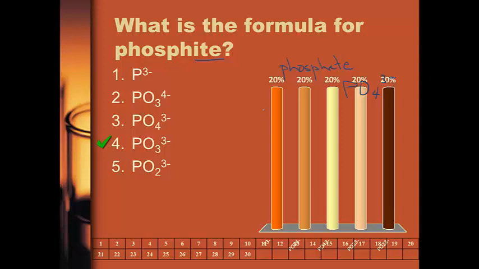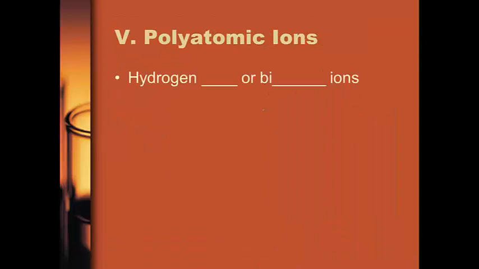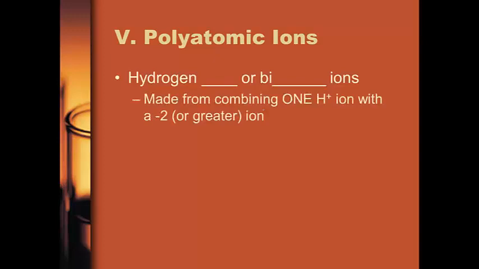Okay, now a couple more. You may see the name hydrogen something or bi something ions. Okay, this is basically made by combining an H plus ion with an ion that is -2 or greater. Okay, but only one of the H pluses gets added on. And the plus charge changes the minus charge by 1. Okay, so an example, HCO3 1 minus. This compound is called either hydrogen something or bi something. Okay, what is it? Well, you look and see.